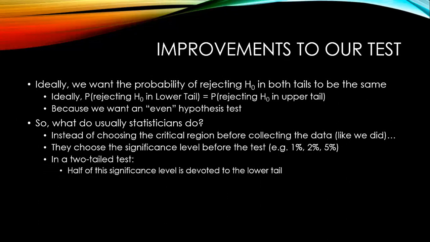In a two-tail test, like our test about brown-eyed people, we halve the significance level. We devote half of the significance level to the lower tail critical region, and half of the significance level to the upper tail critical region. As we were just saying, we want the probability of rejecting H naught in the lower tail to be the same as in the upper tail. So we split our probability of rejecting H naught into two, half for the lower tail and half for the upper tail.